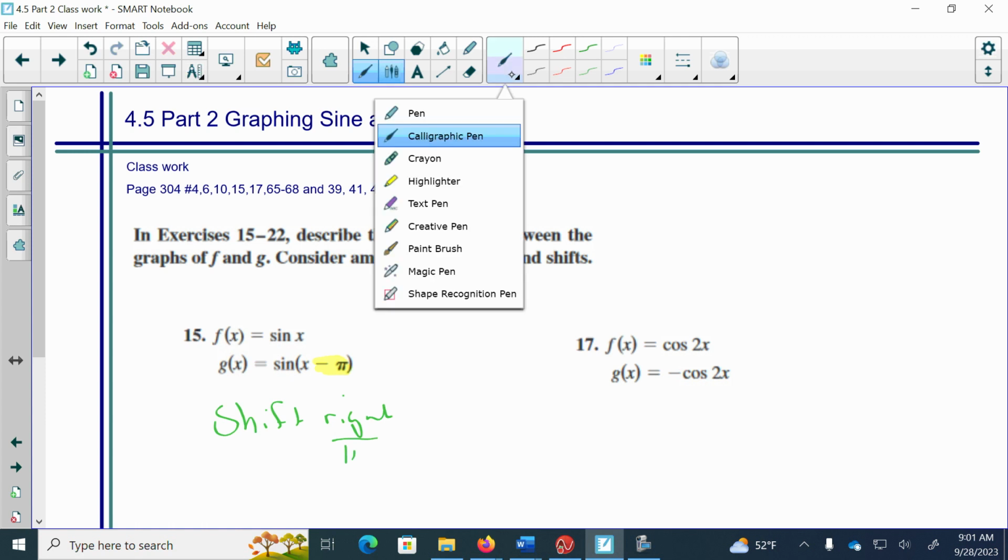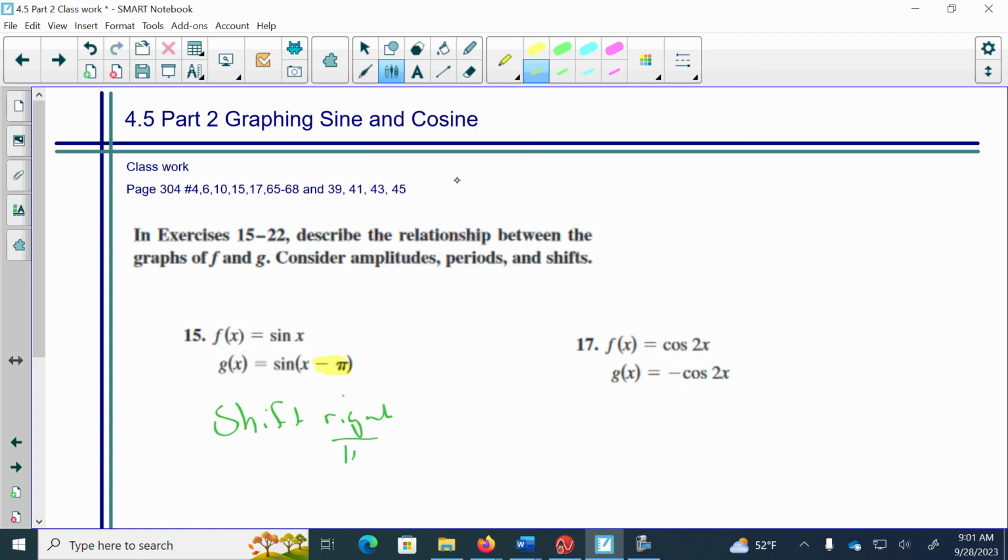When I look at this next one, my parent function is cosine 2x. The only difference is this negative sign. So a negative sign is going to be some type of reflection. Since it's on the outside, this is going to reflect over the x-axis. So what used to be a positive y is now going to be a negative y.